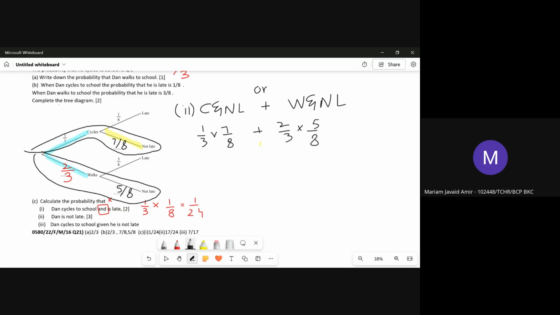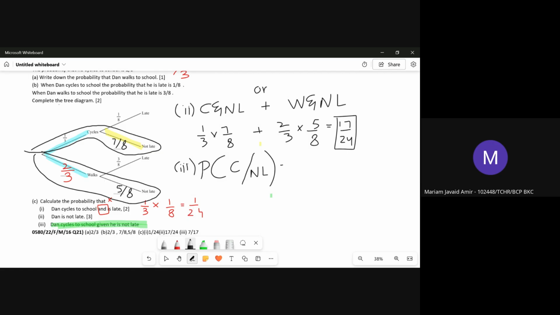That would be 17/24. And part 3 is, अच्छा, part 3 is not from O levels or IGCSE, ये मैंने खुद डाला है इस क्वेश्चन में. Dan cycles to school given he is not late. Probability that he cycles to school given not late.